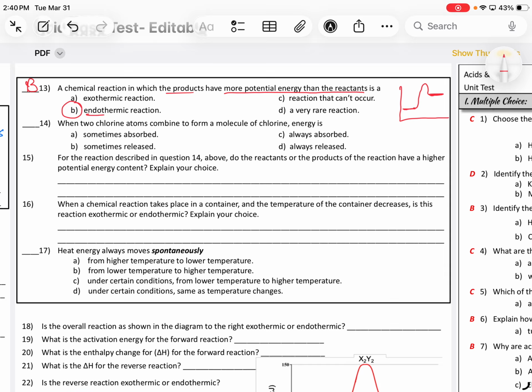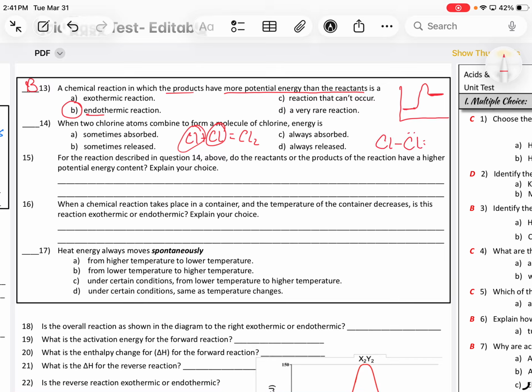Next, number 14. When two chlorine atoms combine to form a molecule of chlorine, so we have chlorine right here, we have chlorine right here. It says chlorine atoms, so not even molecules. Chlorine plus chlorine yields chlorine gas. Energy is always what? This might look like a weird question, but let's break it down real quick. We have chlorine, and we have chlorine, and what are we doing between them? We're forming a bond.